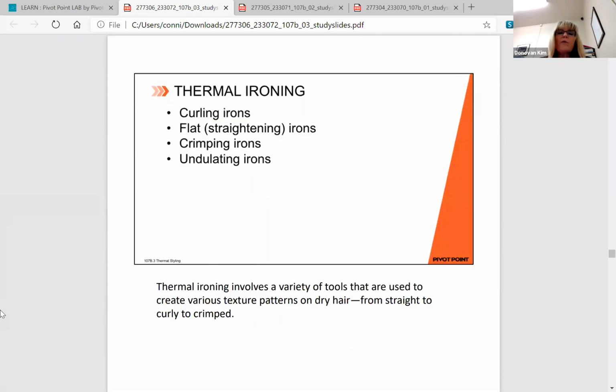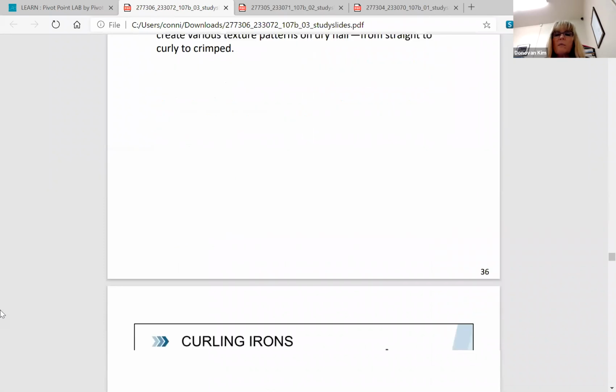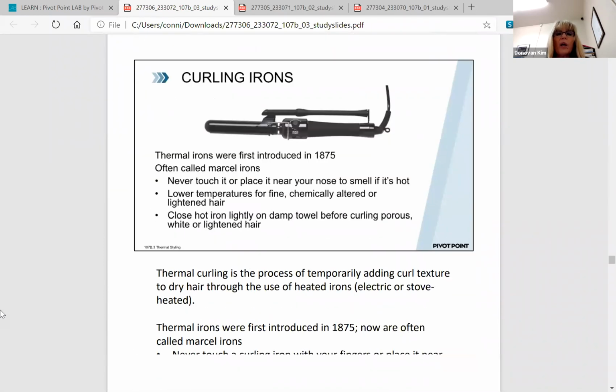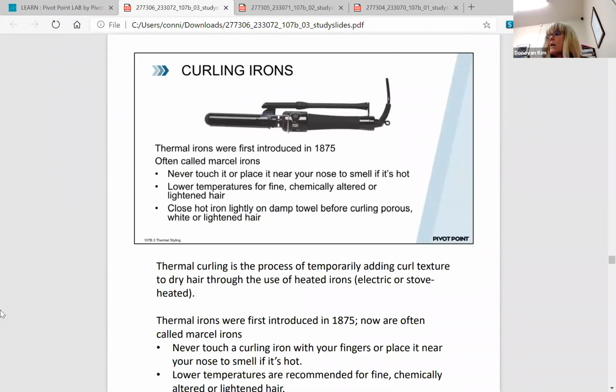So then when we get to our thermal irons, we talked about curling irons, flat irons, crimping irons, undulating irons, all that stuff. One of the main things we want to make sure is that the hair is properly prepared and that we test the iron for heat before we put it on someone's hair, because most hair will start to curl at 375 degrees, which is hot.